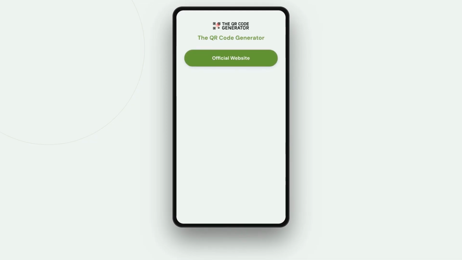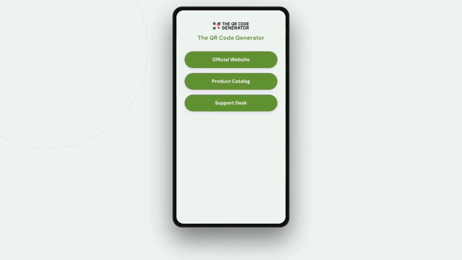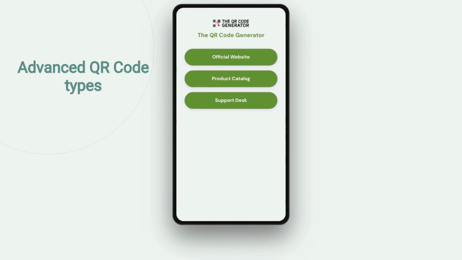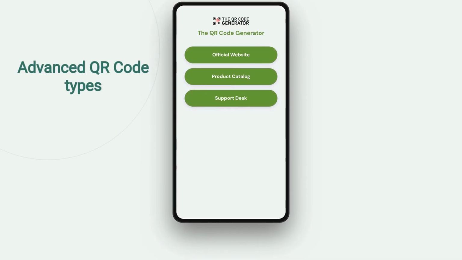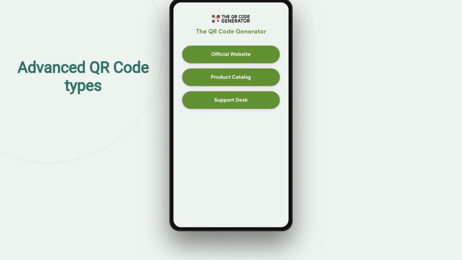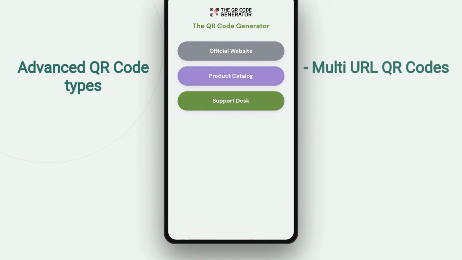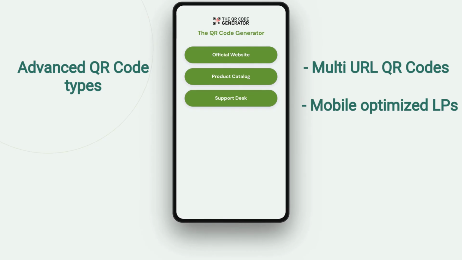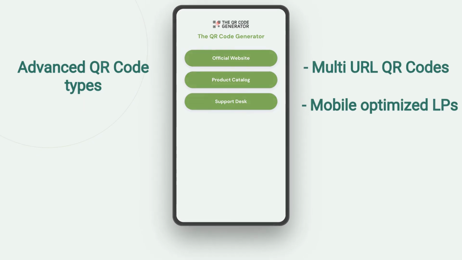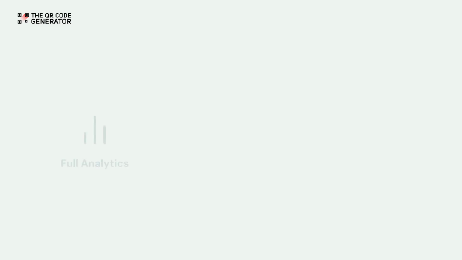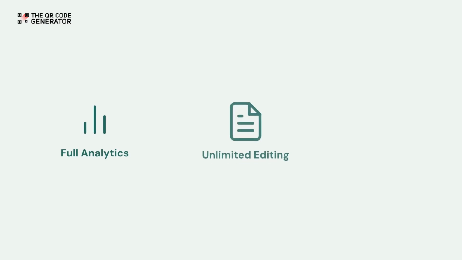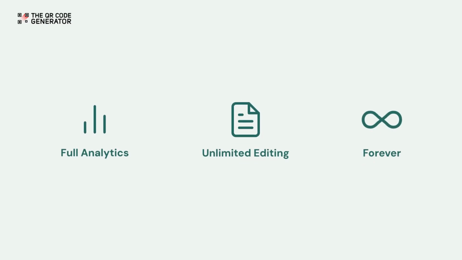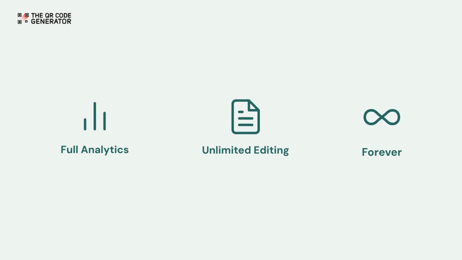What makes the 2 free dynamic codes especially valuable is what you can do with them. You can create advanced QR code types that are typically locked behind paywalls on other tools, including multi-URL QR codes that lead to mobile-optimized landing pages hosted free on the platform's own servers. That means one QR code can direct users to multiple touchpoints, with full analytics tracking and unlimited editing capabilities forever.